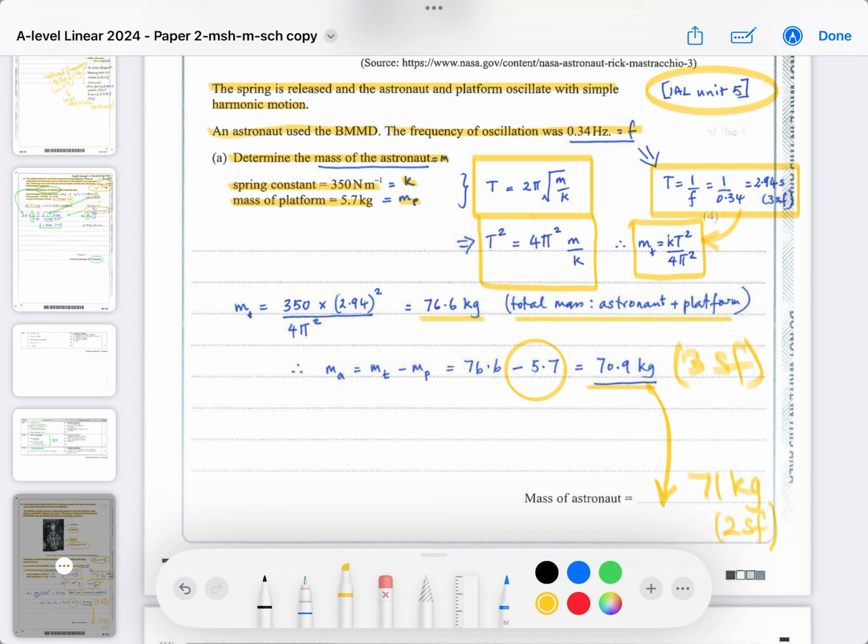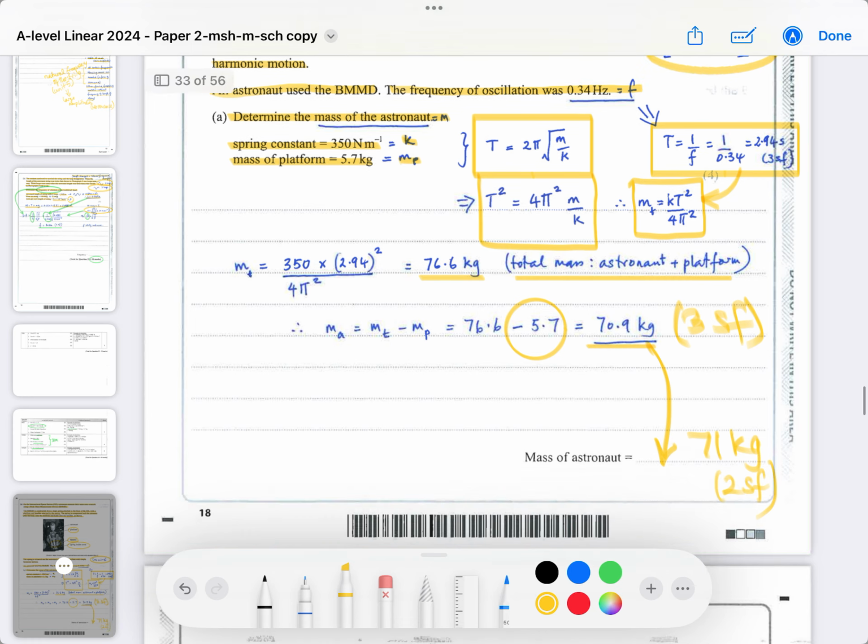Okay, so I don't even know you can know your mass that accurately. It fluctuates each day.